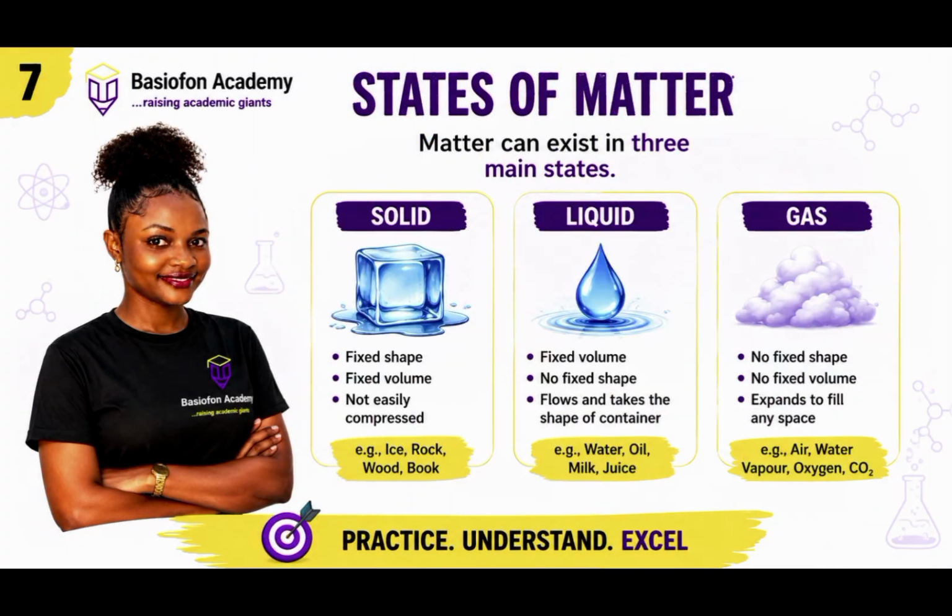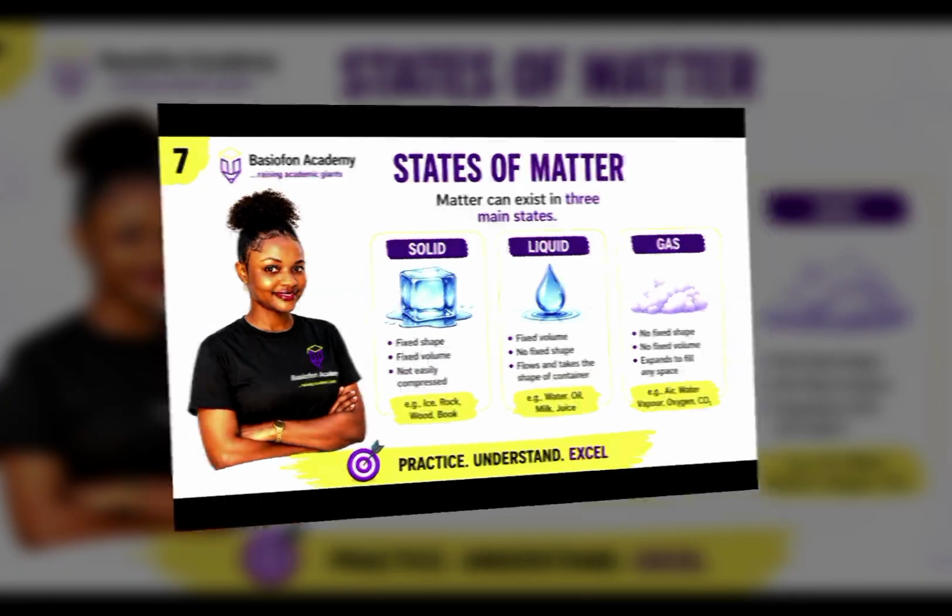Matter exists in three main states: solid, liquid, and gas. Solids have a fixed shape and volume, like iron or a stone. Liquids have a fixed volume, but no fixed shape. They take the shape of their container, like water or palm oil. Gases have neither a fixed shape nor a fixed volume, like oxygen or carbon dioxide.